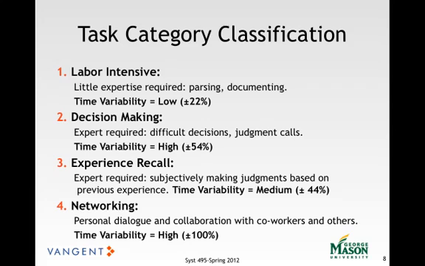The decision-making category has a much higher variability at around 54% and involves those tasks where the decision maker actually does need to use his or her expertise to make a judgment call or complex decision, etc., to complete the task. Experience recall tasks are like decision-making tasks requiring an expert, but this time emphasizing the expert's dependence on his or her past experience in AOAs, and this has a medium variability at around 44%. Networking tasks are those that require the expert to collaborate or dialogue with colleagues to complete the task.